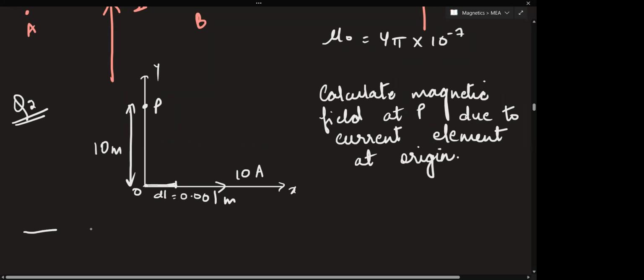This we had studied in the last class, I believe. This is the direction of current and the point is here. So just take it as it is. And this is the separation. This is given to you as the separation. Means r is this. This is dl. Current is 10.